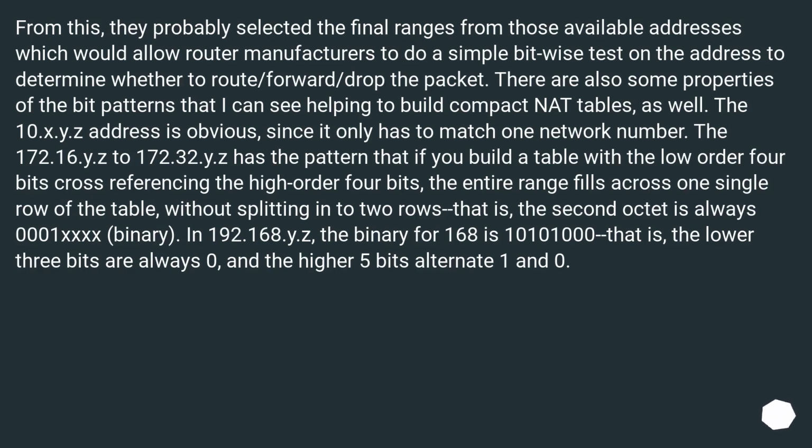The 172.16.y.z to 172.32.y.z has the pattern that if you build a table with the low order 4 bits cross-referencing the high order 4 bits, the entire range fills across one single row of the table, without splitting into two rows, that is, the second octet is always 0001 4x binary. In 192.168.y.z, the binary for 168 is 10101000, that is, the lower 3 bits are always 0, and the higher 5 bits alternate 1 and 0.